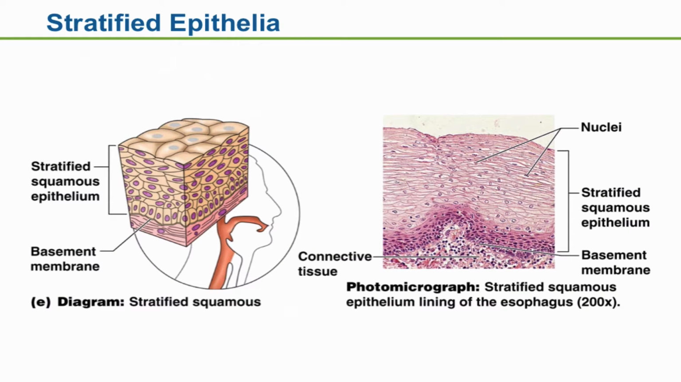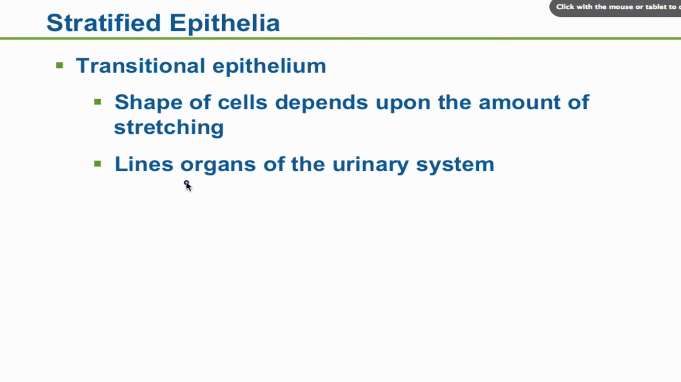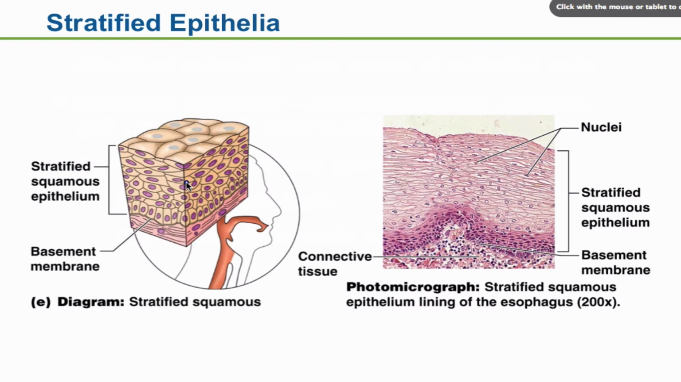Okay, so here are some diagrams. Okay, here we are. Our stratified squamous is going to look like many layers. So you have many layers here, but they're all going to be flattened. Okay?